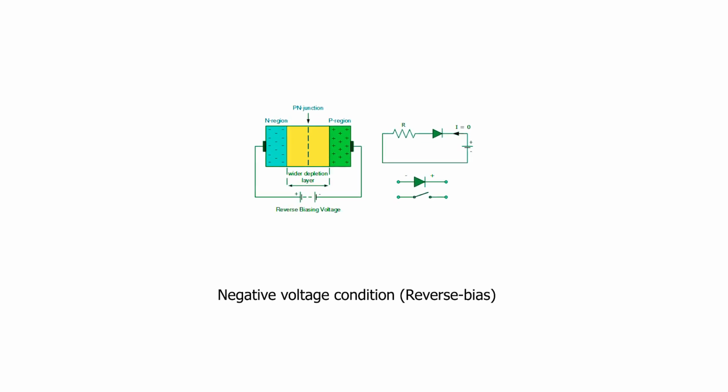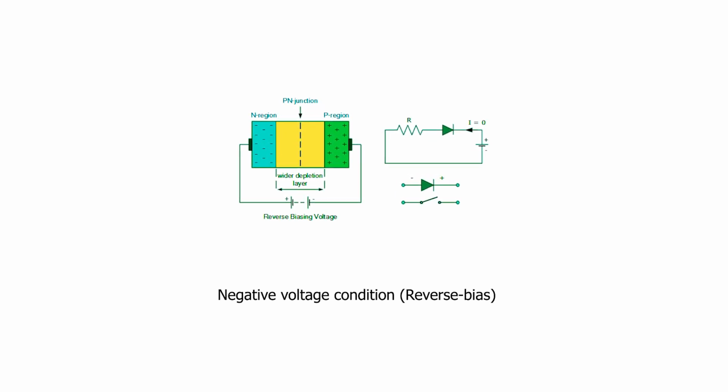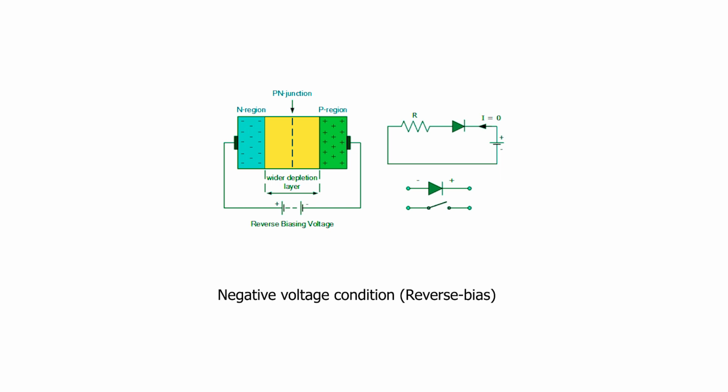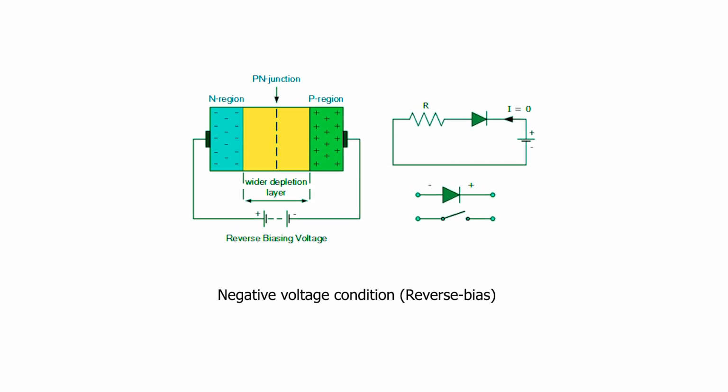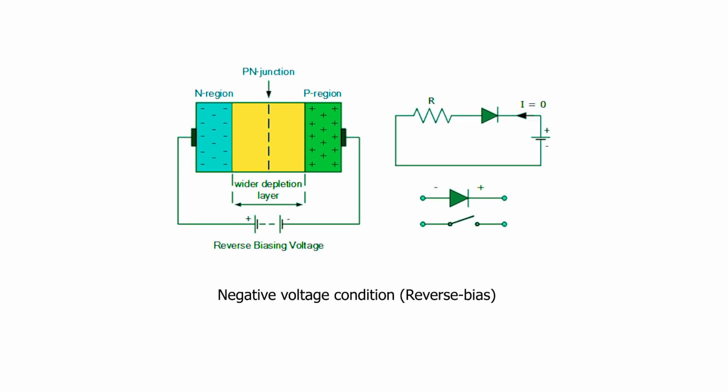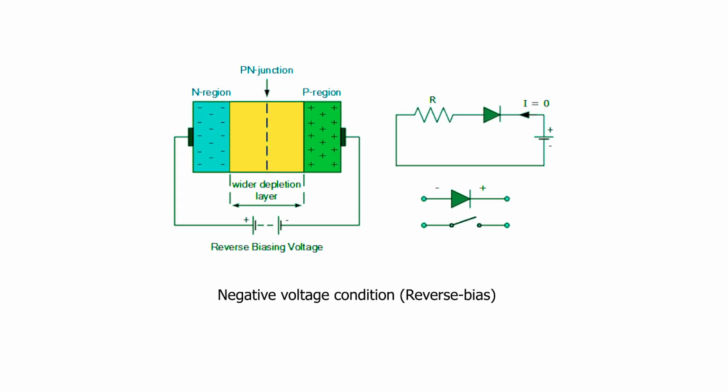Negative voltage condition, reverse bias. In this condition, the anode is connected to the negative terminal of the power source and the cathode is connected to the positive terminal. The presence of an external voltage will cause ions that are obstacles to the flow of electricity to be attracted to each pole.